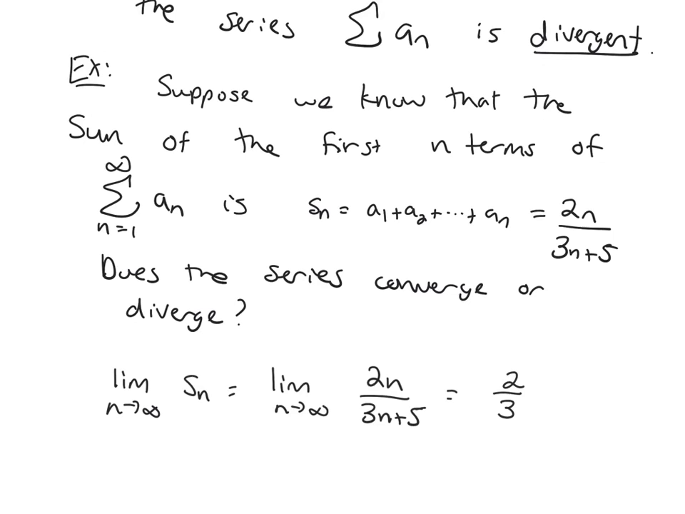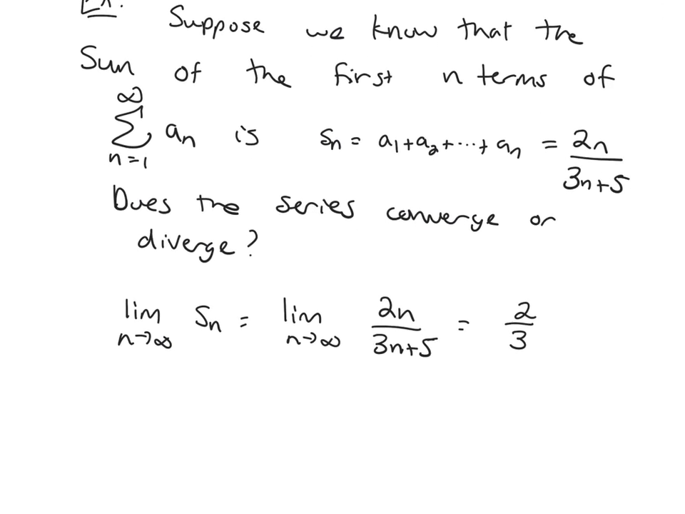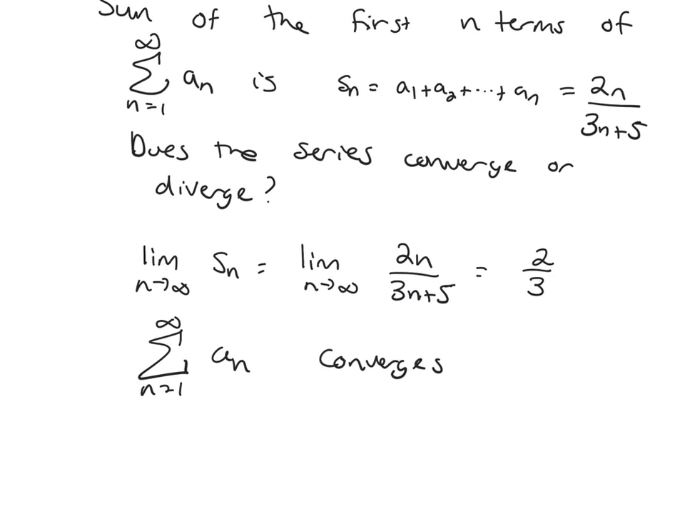2 over 3. So what do you think the answer is? Converges or diverges? Converges. I need to get a finite number from the limit, and I did. So the answer is that this series, not the sequence, the series a sub n converges. And if the question also asked me for the sum, you would say that the sum is 2/3. Okay? All right, any questions?